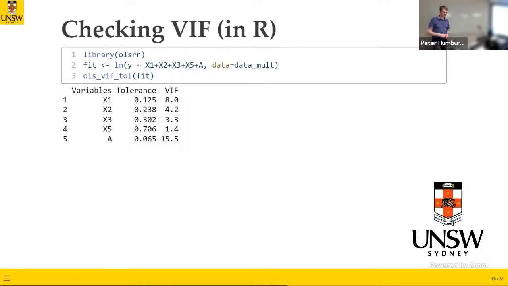All right, so it's sort of informative, but it doesn't quite tell you what to do with it, right? It tells you there might be a problem. A might be a problem. X1 might be a problem. Maybe X2 is a problem too, who knows? So what do we do?